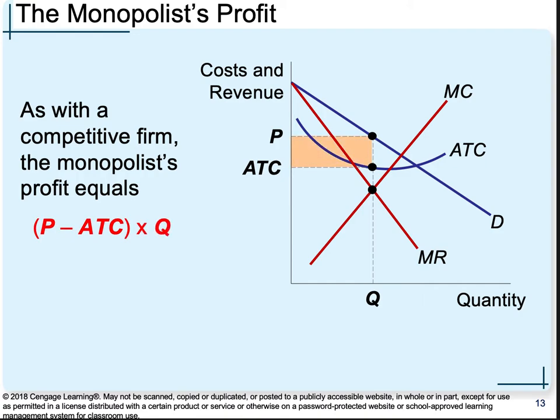So as with a competitive firm, the monopolist's profit equals just this top rectangle. So this top rectangle is your profits, or you can do the total revenue minus total cost, whatever is easier for you. So you will always be given this.